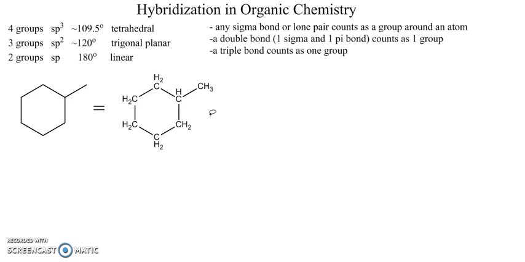This carbon right here has 1 other hydrogen on it. It has 4 groups around it. It's sp3 hybridized. All of the atoms in this molecule are sp3 hybridized. Since they're all sp3 hybridized, they're all tetrahedral, and they're all 109.5.